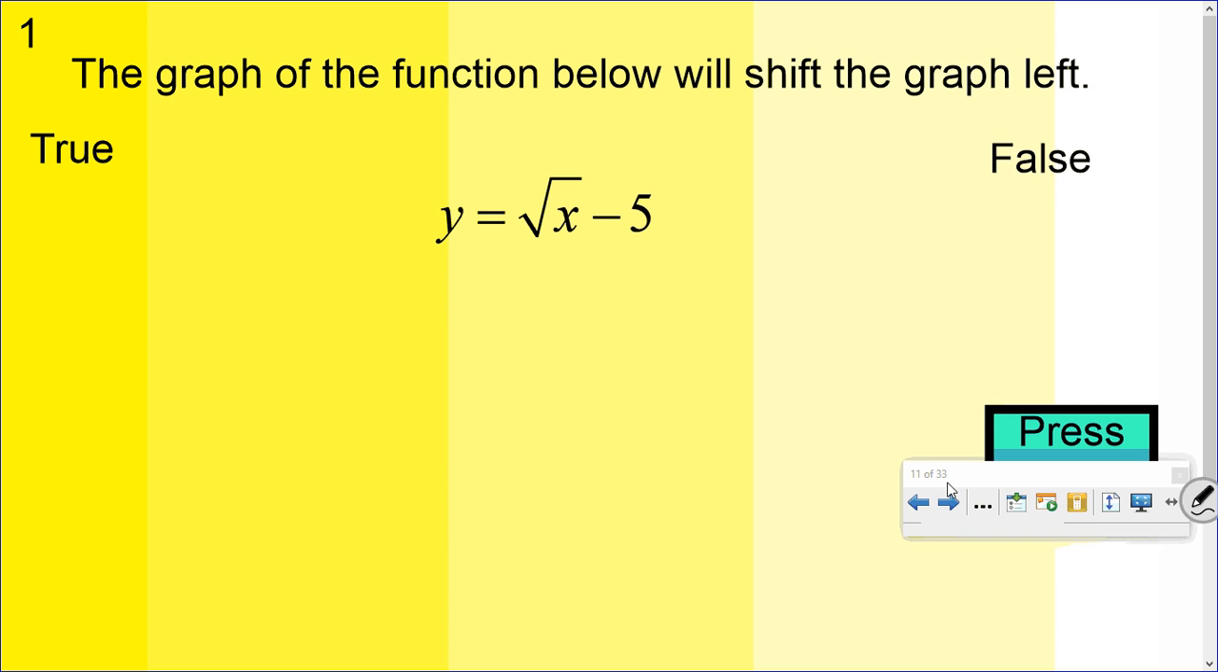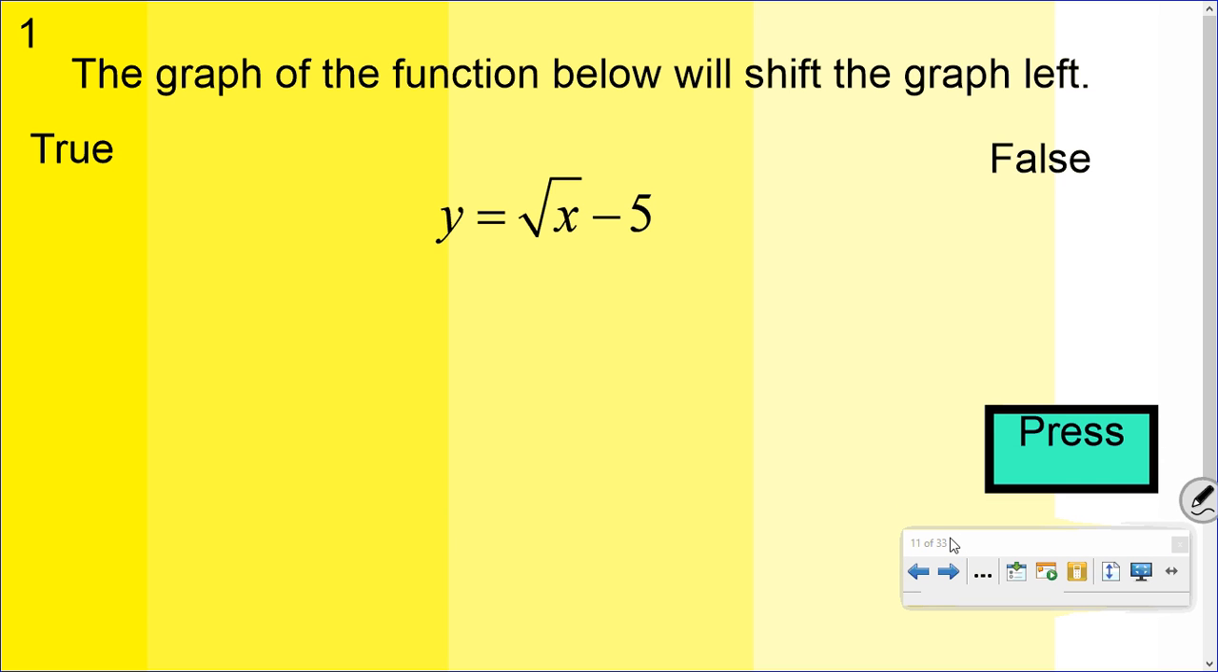All right, here are some questions. Let's see if we can get them. Hopefully you remember: the graph of the function below will shift the graph left or right. True or false?